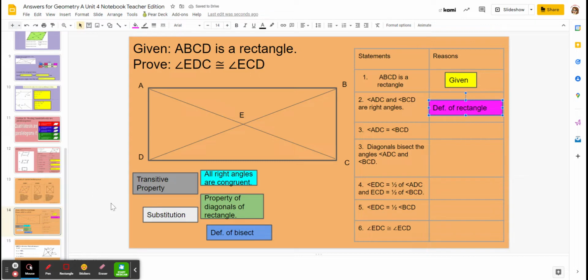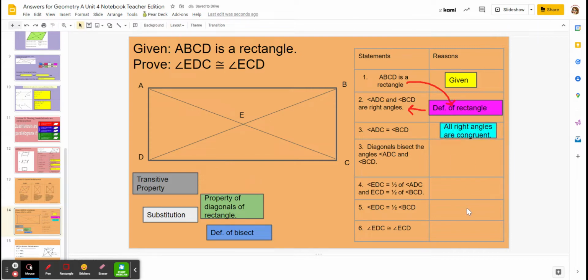And again, notice with our proofs how we build off of the step above. We say it's a rectangle and then use the fact that it's a rectangle, part of the definition, to prove step 2. So we've proved that ADC and BCD are right angles. Why can we now say those two angles are congruent? Because all right angles are congruent. They all equal 90 degrees. So we've got the two congruent angles here, ADC and BCD. Those are congruent.